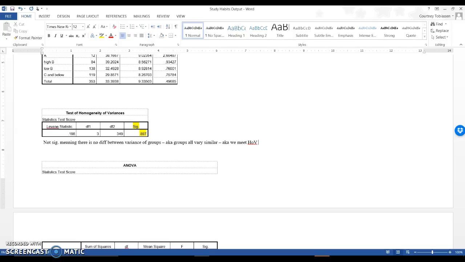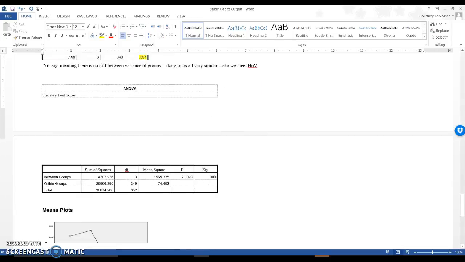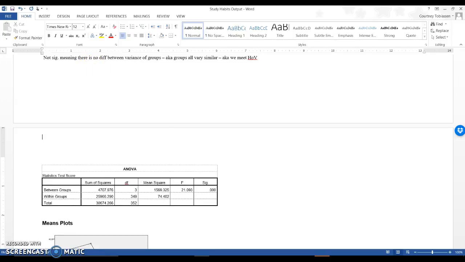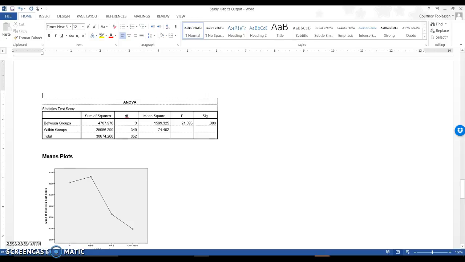If we have a significant result, then that would mean we violated the homogeneity of variance assumption. We would have to do something later. Here we are meeting the homogeneity of variance assumption because it is not significant. Kind of a mouthful and a backwards way to think of it. So take notes.